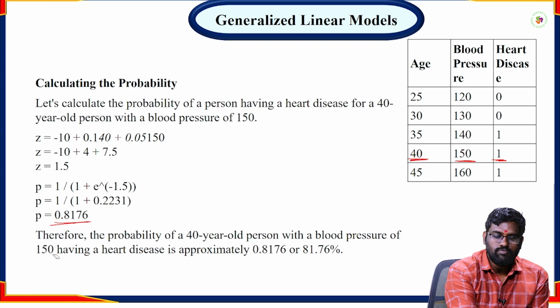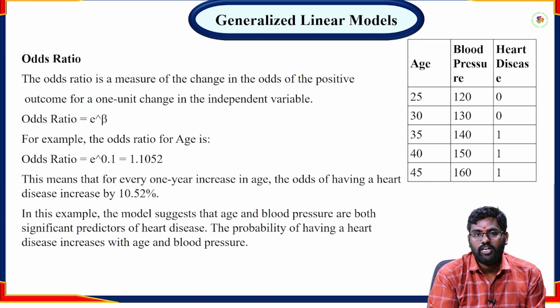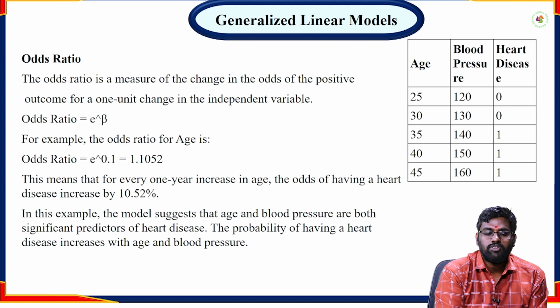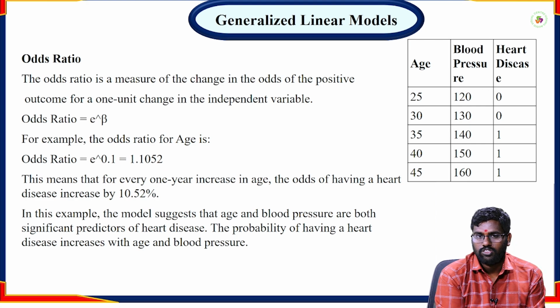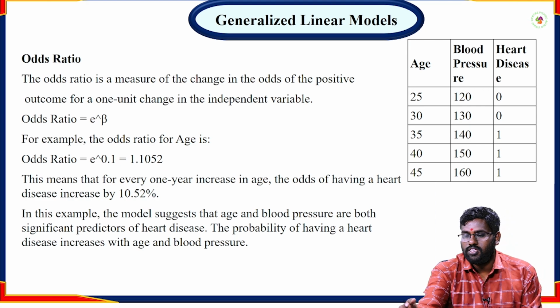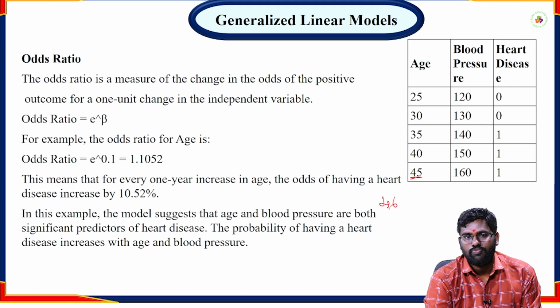Next, we will consider the odds ratio, based on our independent variables. The odds ratio means e power beta. So finally that value is 1.1052. For every 1 year increase of age, see this example table. I took ages like 25 as the reference, going up to 45, so 25 to 45. Next, if I increase the age to 46, the high blood pressure is 161 or 165 like this.